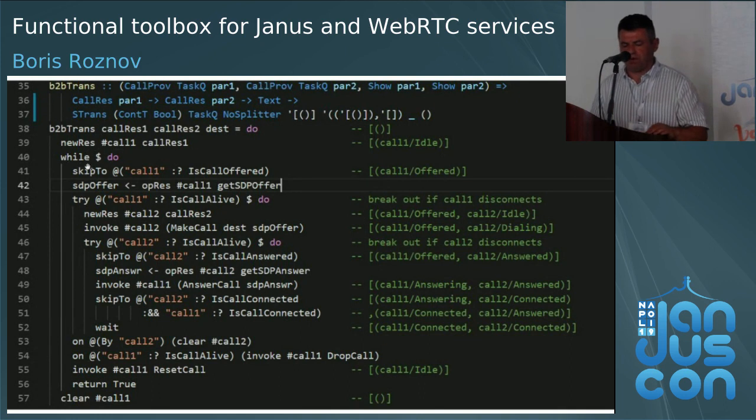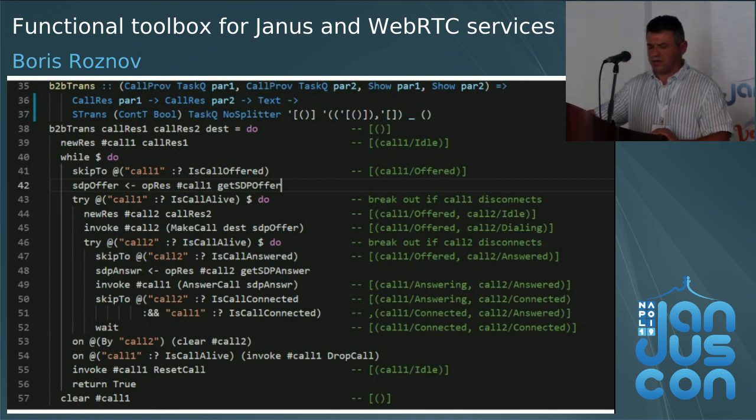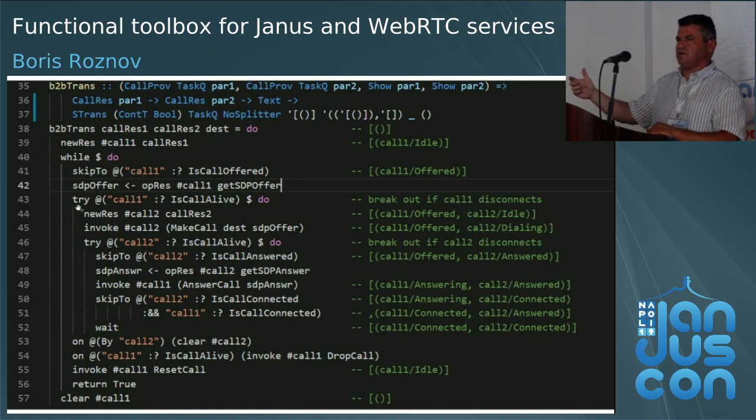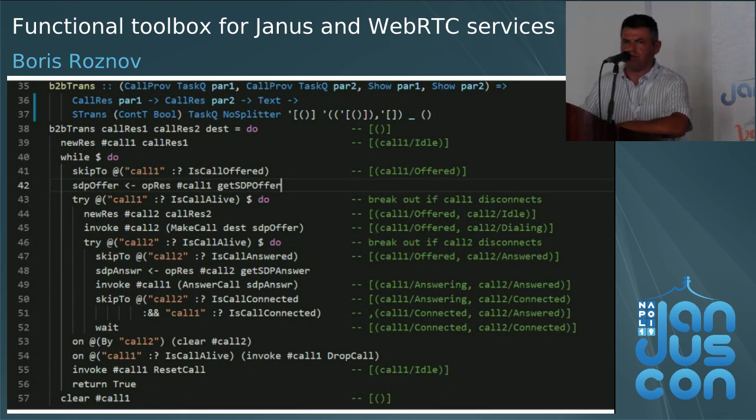Then we start a loop, and we move to the state when call 1 is offered, which means we got an incoming call. Then we start a block like try-catch, but if call 1 got disconnected, so it's not alive anymore, we will break out of this block. So we are guaranteed that inside this block, call 1 will always be alive. Now we start the second call. We create a resource for the second call, called call 2, and we invoke my call operation passing the SDP offer that we got from the first call.